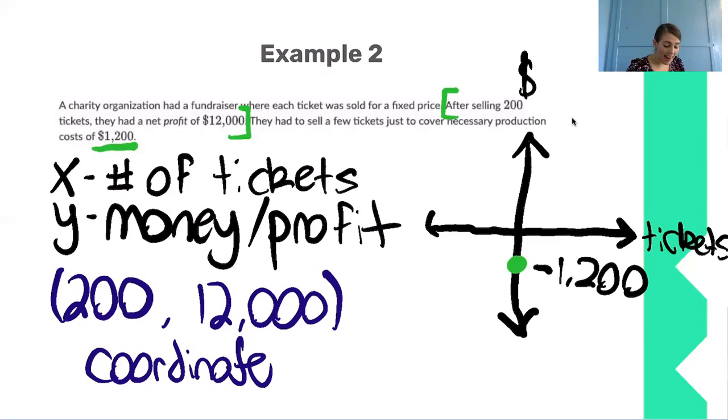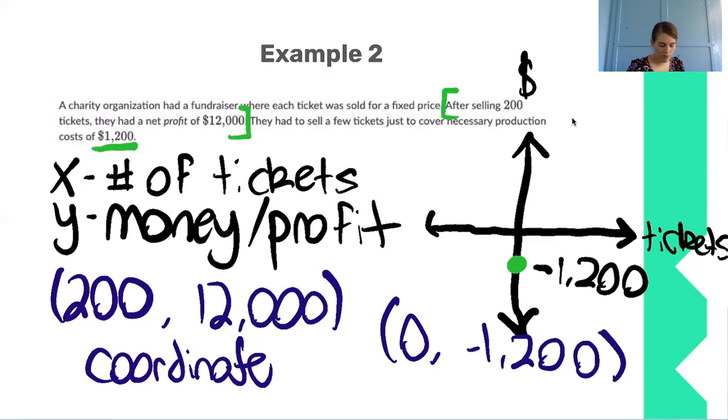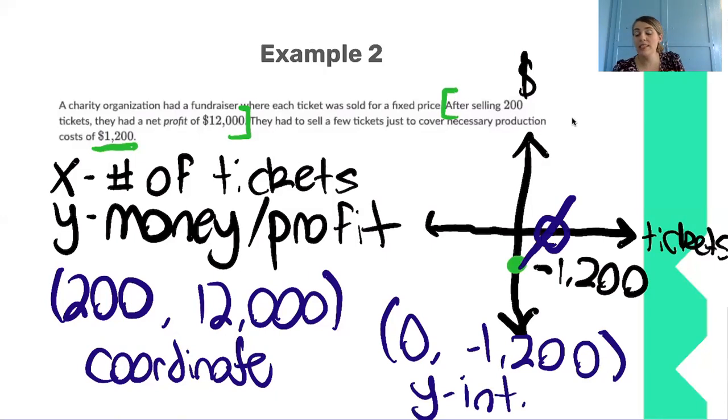So that is actually your y-intercept, because you're starting your graph at (0, negative 1,200). Wherever your line ends up crossing on your x-intercept, that represents the number of tickets you have to sell in order to make back the money that you spent in the first place.